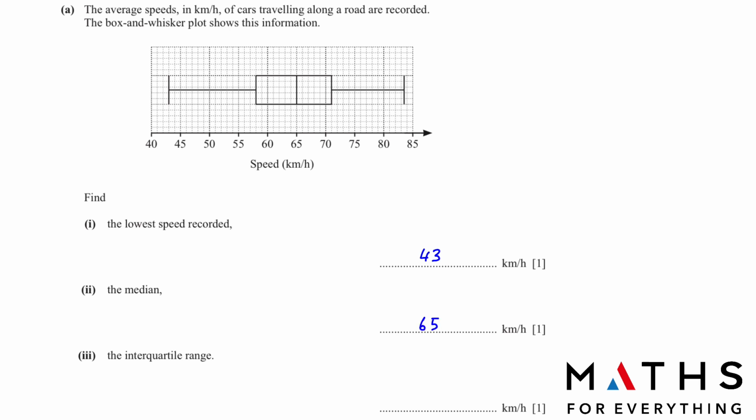The interquartile range is the upper quartile minus the lower quartile. So our upper quartile is at 71. Lower quartile is at 58. 71 minus 58 is 13.